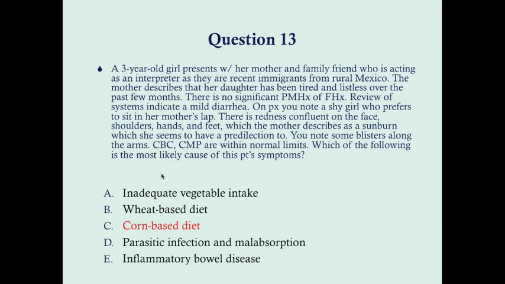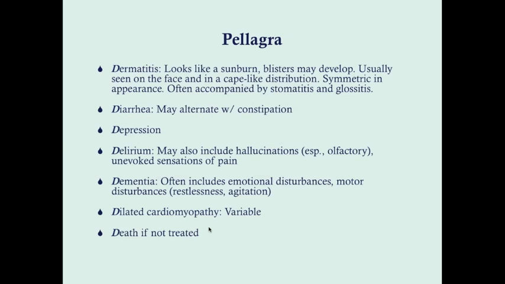weight loss. It's also going to likely screw up your CBC. You can have some abnormalities in your white count. And then inflammatory bowel disease, that can also cause diarrhea, but typically you're going to see blood loss too. And so, like I said, that can screw up your CBC. This is most likely niacin deficiency, and a niacin deficiency will often come from a corn-based diet.